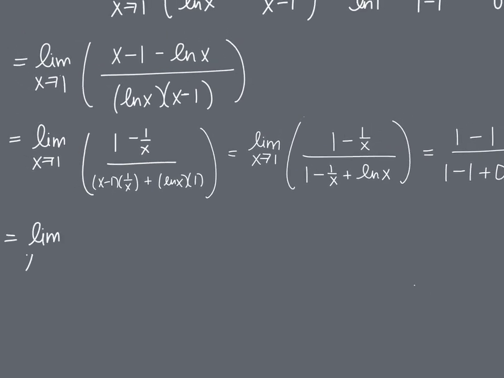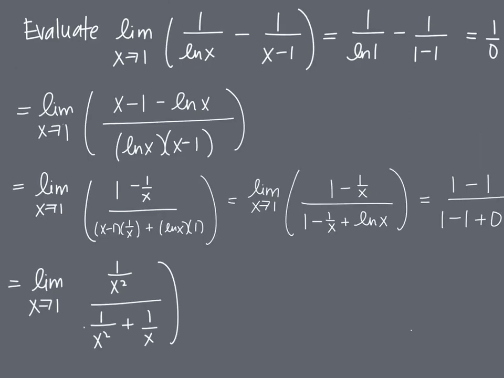So the limit of the derivatives again. The derivatives of the 1's are 0. The derivative of negative 1 over x is positive 1 over x squared, so I have that twice. And then the derivative of the natural log of x is 1 over x. So here finally I'm going to get an actual number. I'm going to get 1 over 1 plus 1, 1/2.